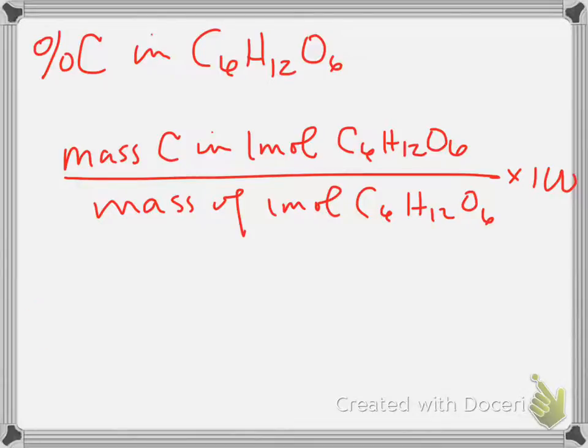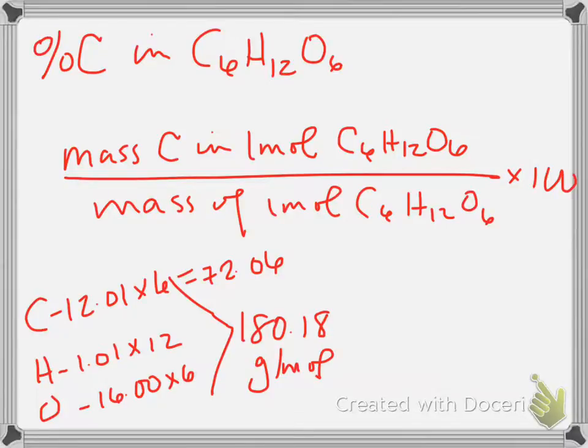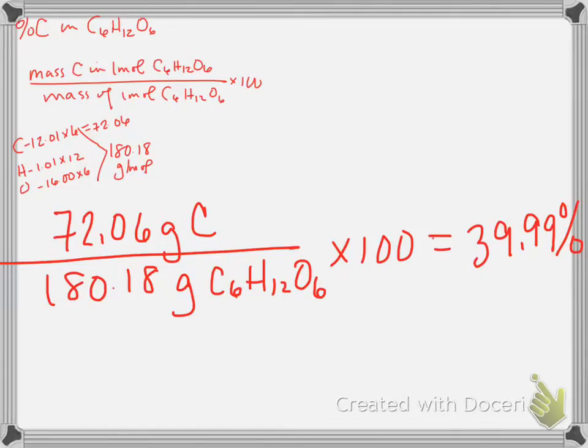Well, C 12.01 times 6, what do we get? Okay, so I sort of did a little cheater shortcut, and I'm showing that the mass of the whole thing is 180.18 grams per mole. So I'm going to shrink all of this. Okay, so we come up with sucrose being 39.99% carbon.